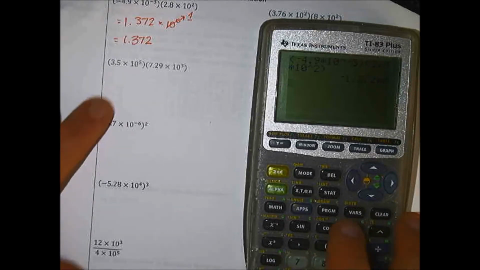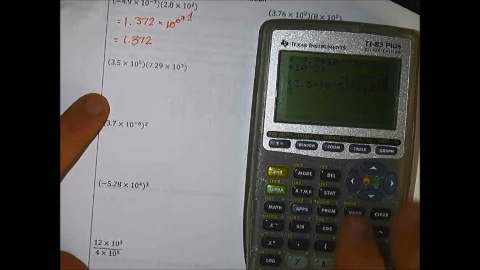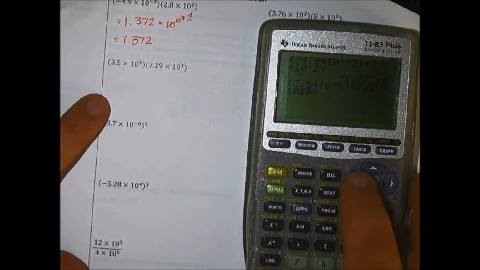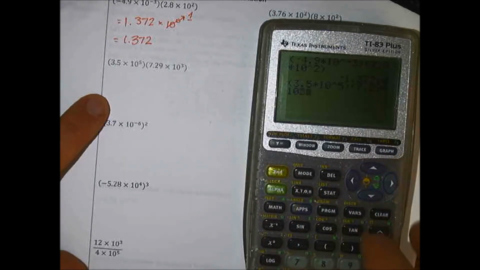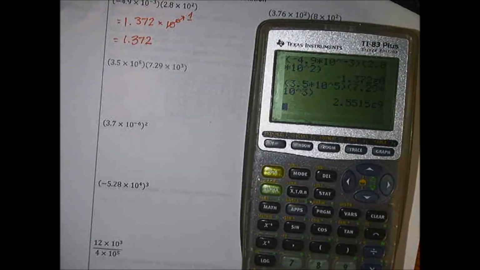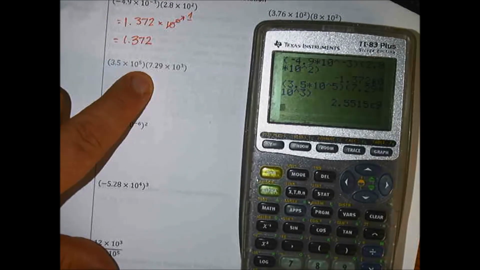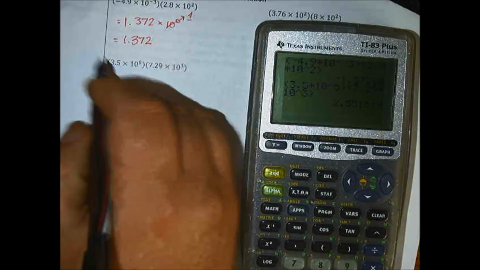So here we go. I'm just going to be typing this in, 3.5 times 10 to the 5th, 7.29 times 10 to the 3rd. So, knowing that I have a 10 to the 5th and 10 to the 3rd, my exponent should be at least the 8th. And it actually becomes the 9th power because 3 times 7 gives me a 2-digit number. But I get 2.55.